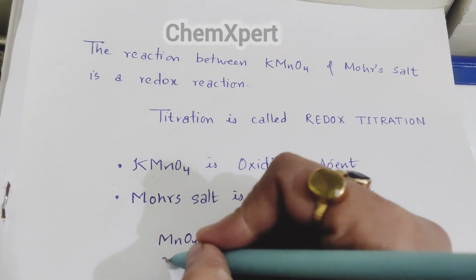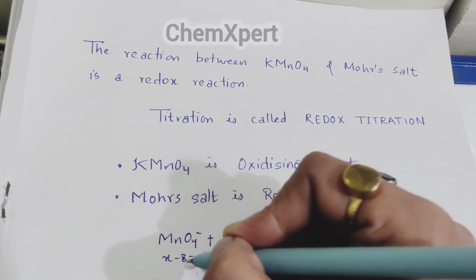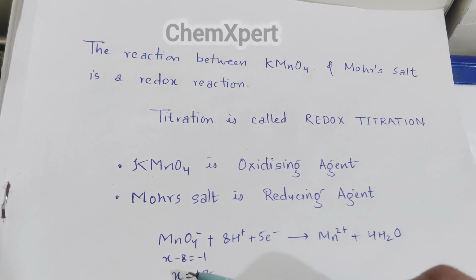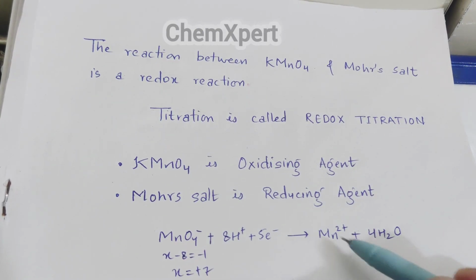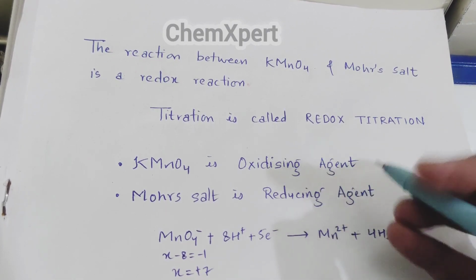Here x minus 8 is equal to -1. 4 into -2 is -8, so x minus 8 is equal to -1, so x is equal to +7. So from +7 it changes into +2, that is there is a gain of electrons, reduction takes place, hence it will act as an oxidizing agent.